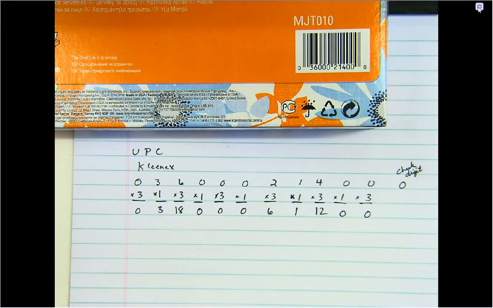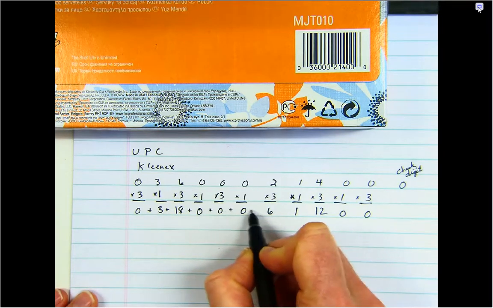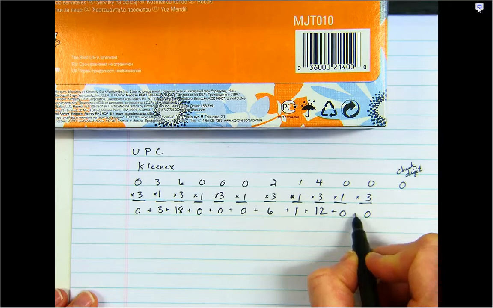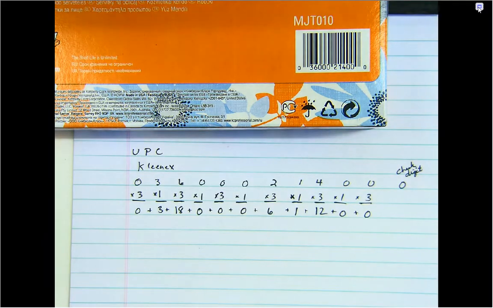Once we do this times 3, times 1, times 3, times 1 all the way across, we add these numbers up. I'm going to be giving you a UPC on the quiz also, and you'll have to find the check digit that's going to be missing. So hopefully you can understand this. It's not too bad. So we add all these numbers up and see what we get. Did anybody else get 40? Yep, okay.